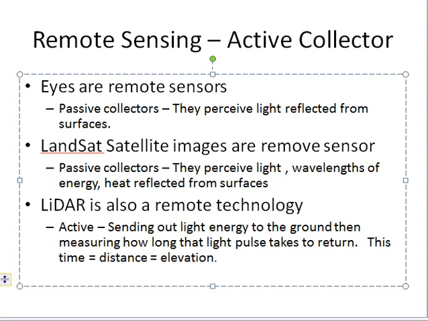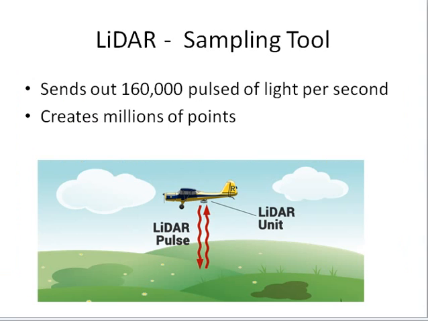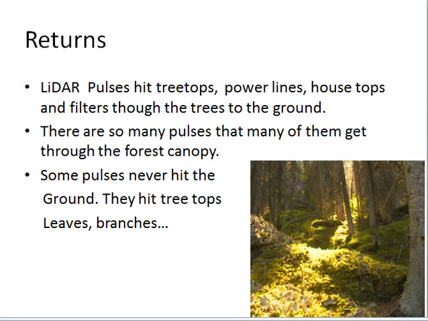So when we're looking at LiDAR, we're determining elevation based on how long it takes the sensor to return. LiDAR sends out 160,000 pulses of light per second. So when you get LiDAR data, these things are huge, and it will create millions and millions of points. The LiDAR hits the treetops, power lines, and houses, and it can filter down through to the ground. There are so many pulses that you can get into the forest canopy.